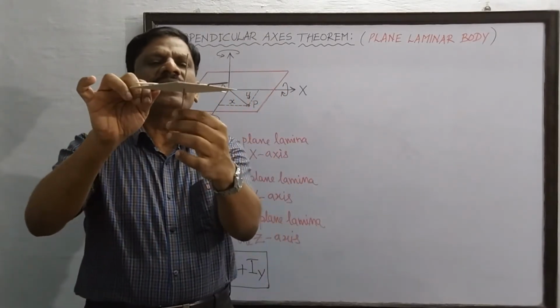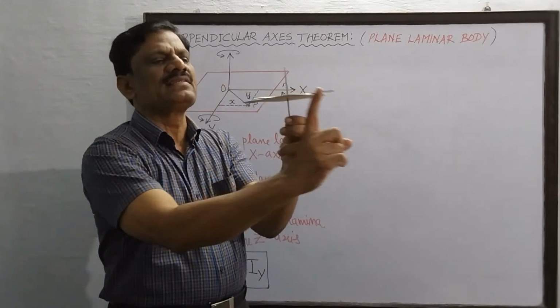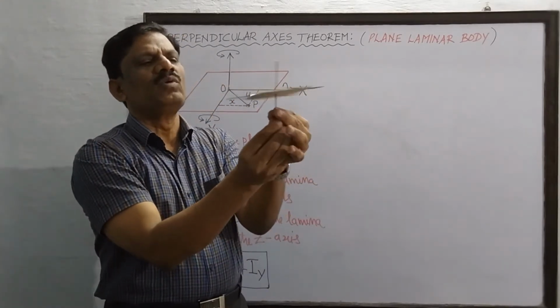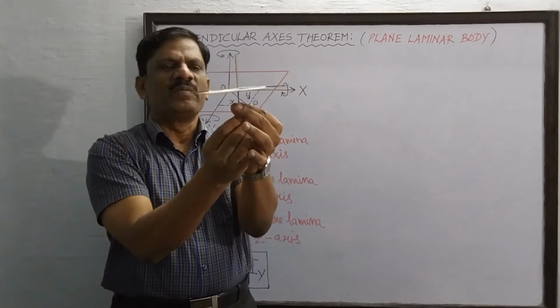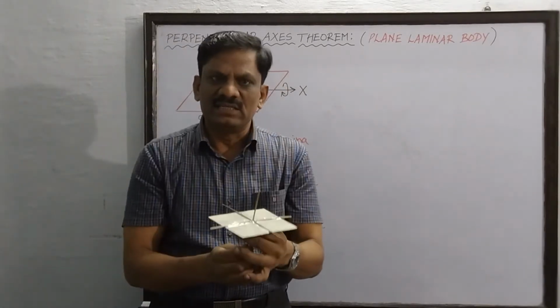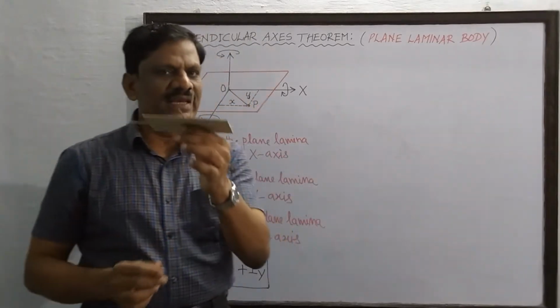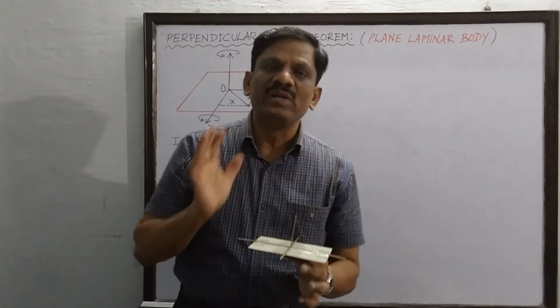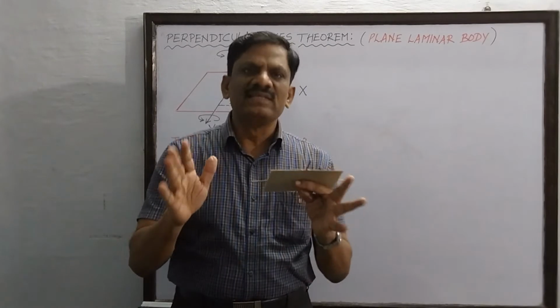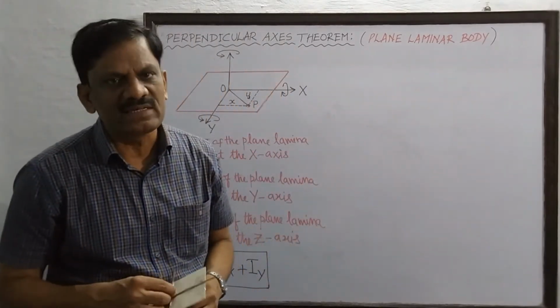Also, now the body can rotate about the z-axis like this. So the body can rotate about the z-axis, and its moment of inertia is taken as Iz. There is a relationship between the moment of inertia of this lamina about the three mutually perpendicular axes. This is called the perpendicular axis theorem.